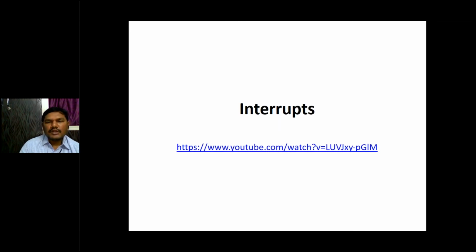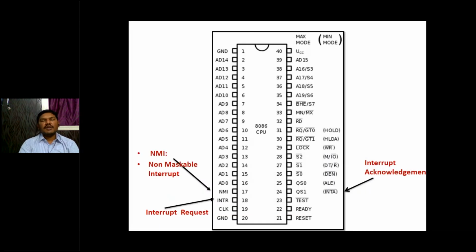And we will see one more topic, which is interrupts. What is an interrupt? First, let me explain. Suppose two members are discussing, for example person A and person B, and person C came and he has some work with person A. Then what will he ask? He will ask permission: excuse me.